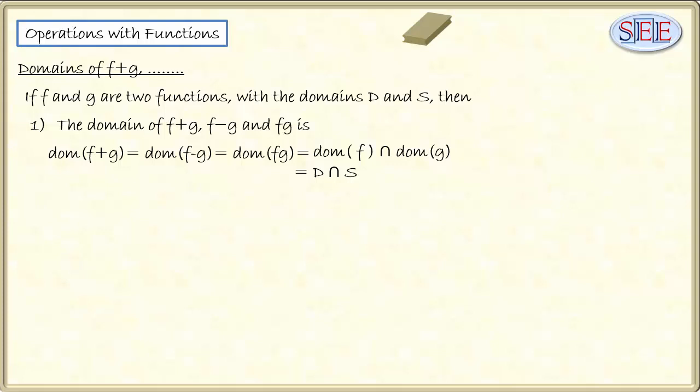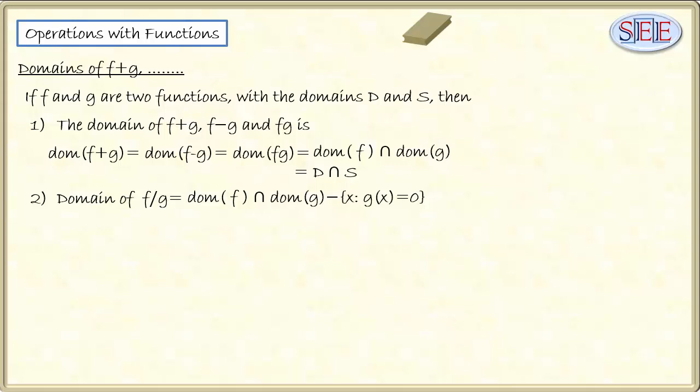But the domain of f over g, meaning the quotient of the two functions, will now be equal to the domain of f intersect the domain of g minus a set with elements x such that g of x equals 0. So what we simply do is form the intersection of the two domains, that is the domain of f and the domain of g. Then we subtract those elements in the intersection that will give g of x equals 0.